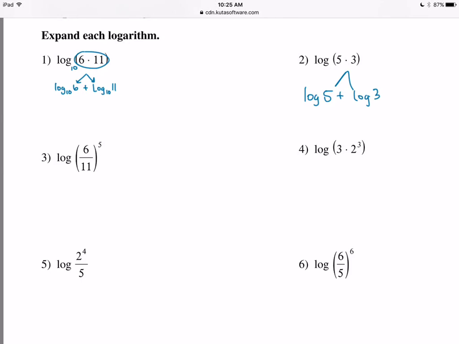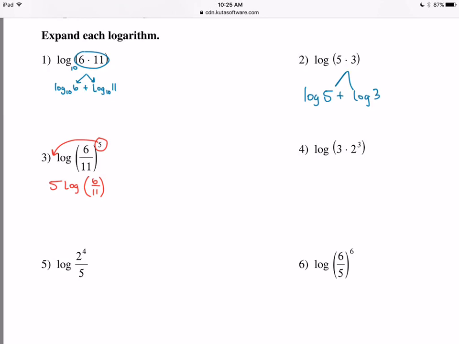All right, number 3, this brings up another issue here, actually a couple. The first thing we want to deal with is this exponent. Whenever I have an exponent inside of a logarithm, we can move it to the front of the logarithm. So this 5 is going to move in front. It's going to be 5 log 6 divided by 11. So if I'm expanding a logarithm, we can move exponents to the front of the logarithm. And if we were condensing, which we'll go over a little bit later, you can actually move this back up top to be an exponent. But because we're expanding, we're going to move that exponent to the front.